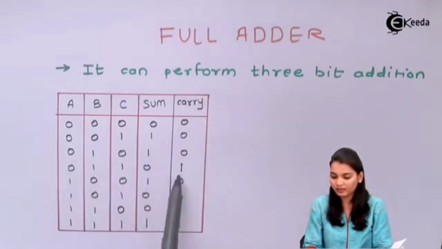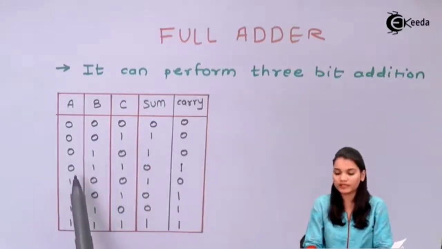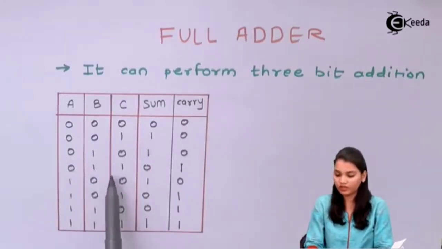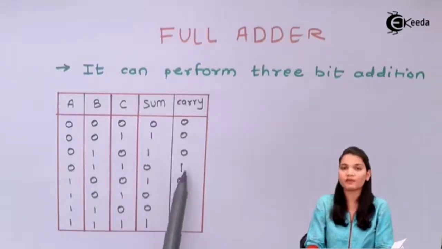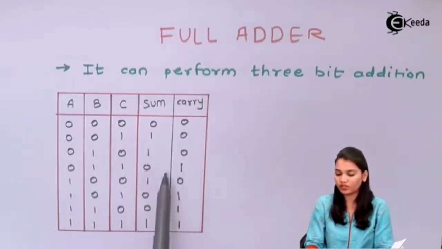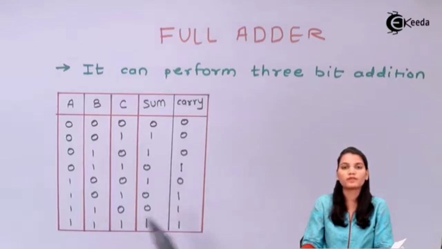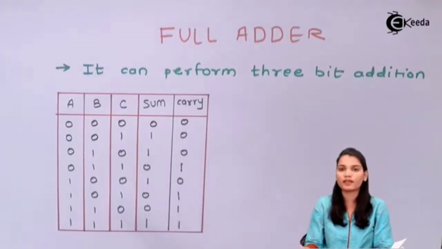So let's take another example here. A plus B, that is 0 plus 1, is 1. And 1 plus 1 is 0, but carry will be 1. So that's why we have got the value of carry as 1. Similarly you can see this. This is nothing but a simple binary addition. Just refer to the previous video.